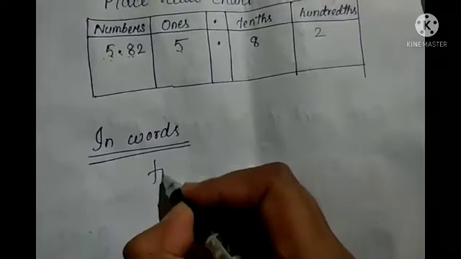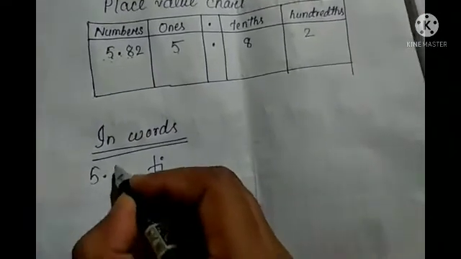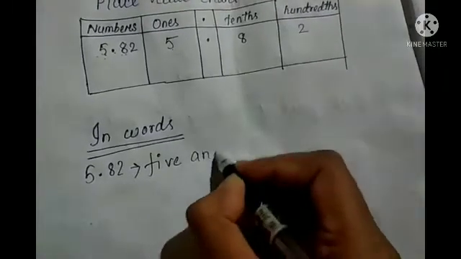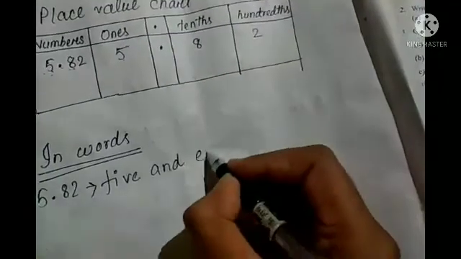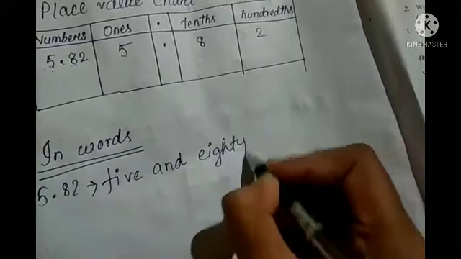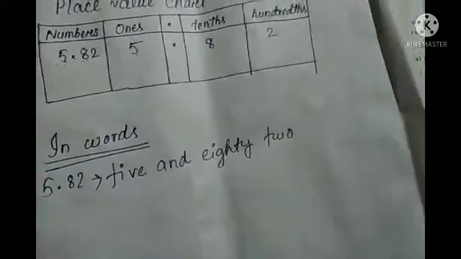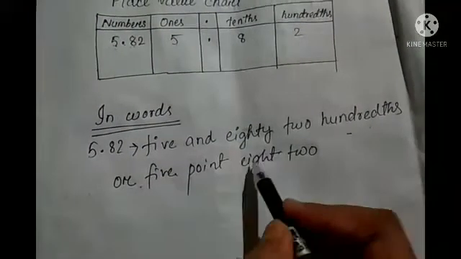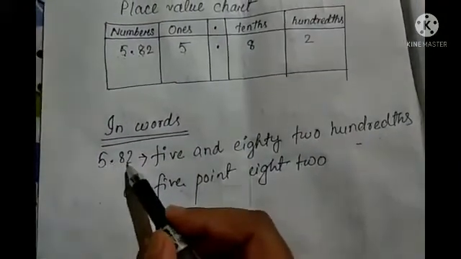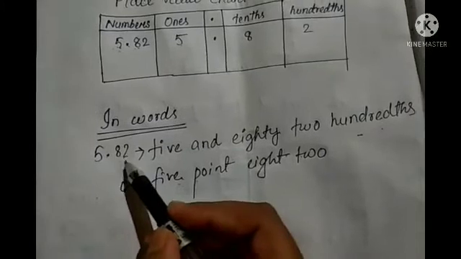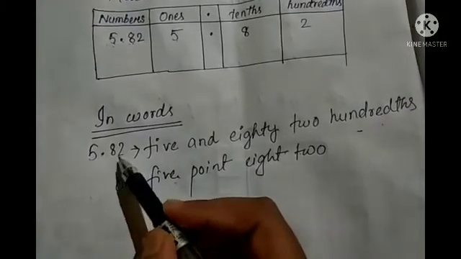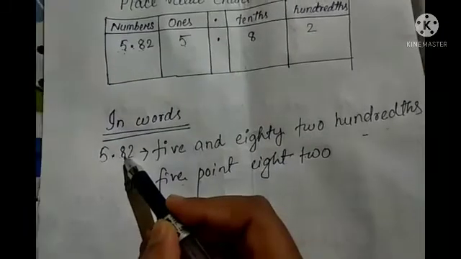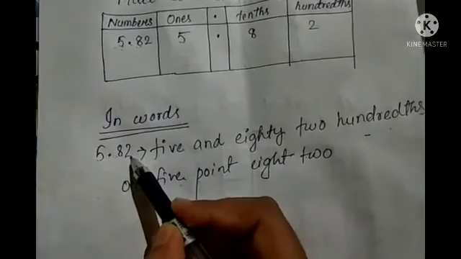In words, how can we write it? We can write it as 5.82. So this one we can write as 5 and 82 hundredths. Students, like this way you can write, or you can write 5.82. After the point you should not read this number as eighty-two. It will be 8 and 2, okay, because it is 8 tenths and 2 hundredths.